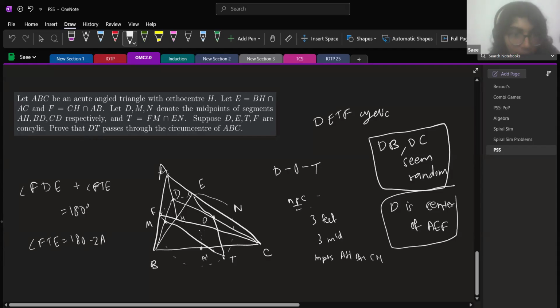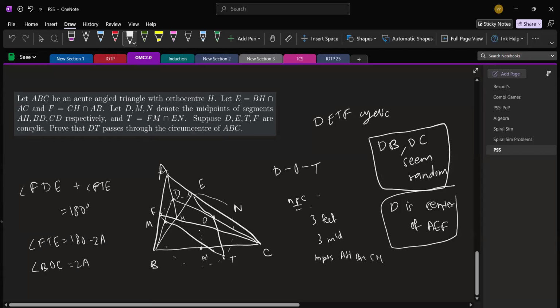Do we get 2A anywhere else in this? At the center, BOC is 2A. Interesting. How did we get angle FTB equals 180 minus 2A? Oh, because FDE is 2A. That's why. And angle BOC is also equal to 2A. Amazing. Wait, what's going on? Interesting. So this angle is 2A.